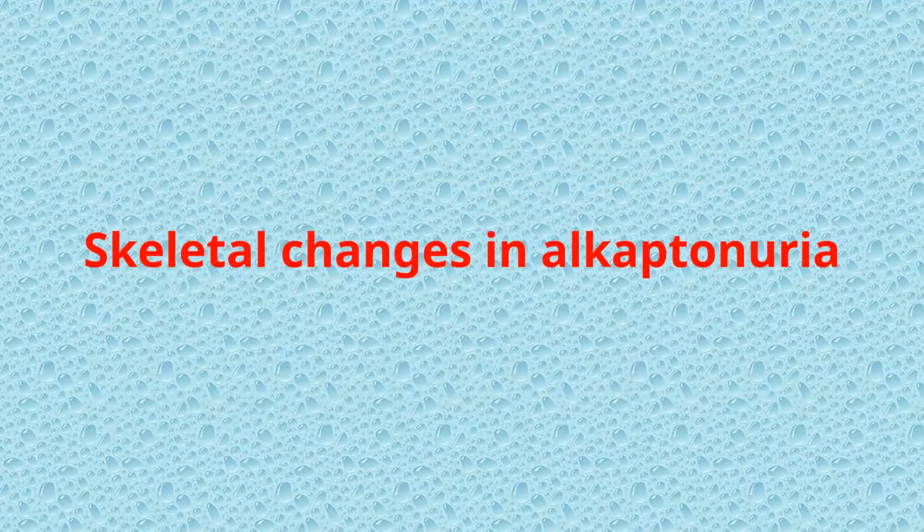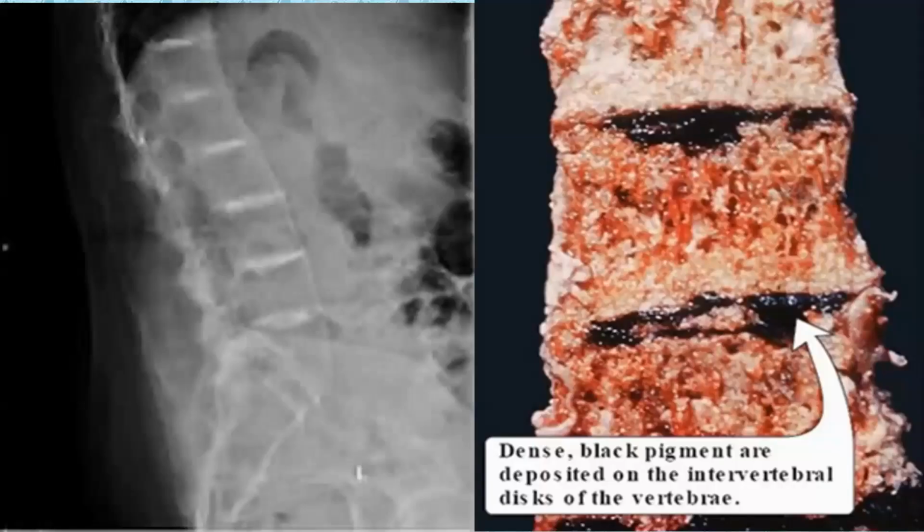What about the skeletal changes? Look at the spine. You see the discs are narrow, secondary to the degeneration of cartilage, secondary to the deposition of melanin-like pigment. You see the vertebra appears as one stiff block. You should distinguish this from ankylosing spondylitis.